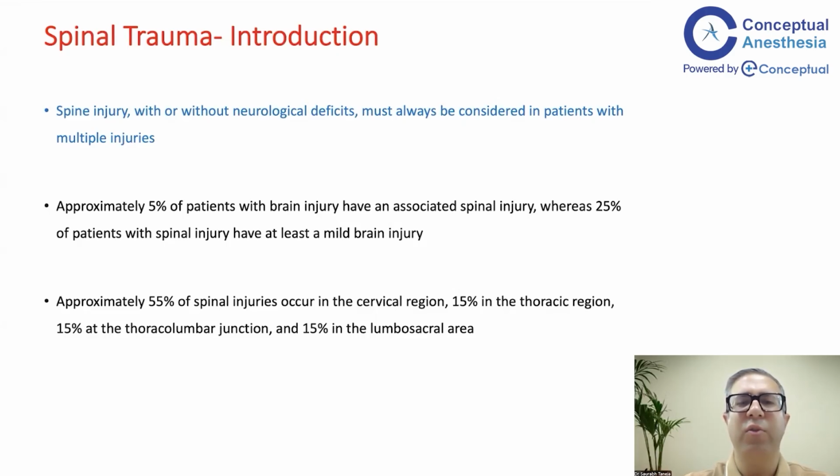And usually, as you know, our spine is divided into various regions like cervical region, thoracic, thoracolumbar, and lumbosacral. So majority of the injuries, spinal injuries, occur in the cervical region. That is around 55%. So more than half of the spinal injuries occur in the cervical region, whereas 15% occur in the thoracic region, 15% at the thoracolumbar region, and 15% in the lumbosacral region.